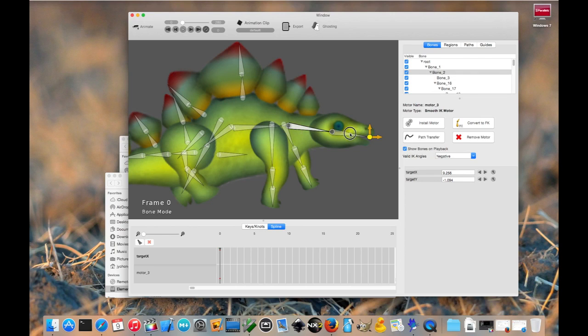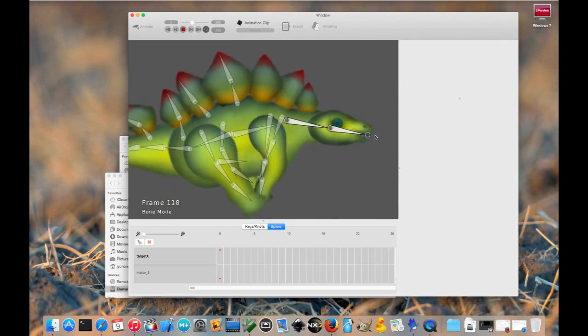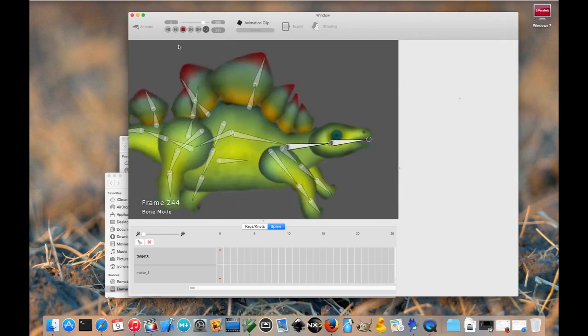So in other words, what we want is an IK motor on the two front bones leading to the head. So the rest of these guys can keep moving, while the IK should take care of posing the head so it targets a specific location. And that's what we're doing right now. You notice that we've installed a smooth IK motor along these two bones, and the target position is here. So when I play the animation, the head sort of mostly sticks to this position.